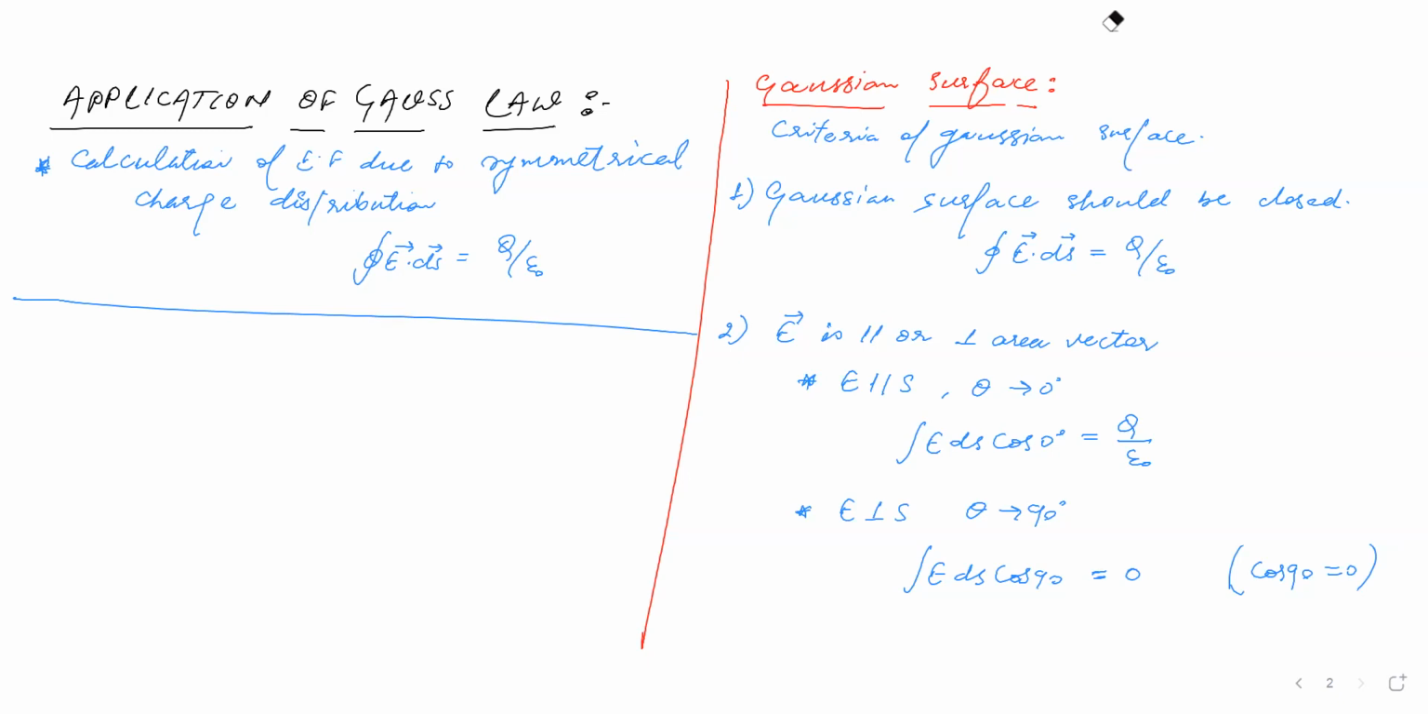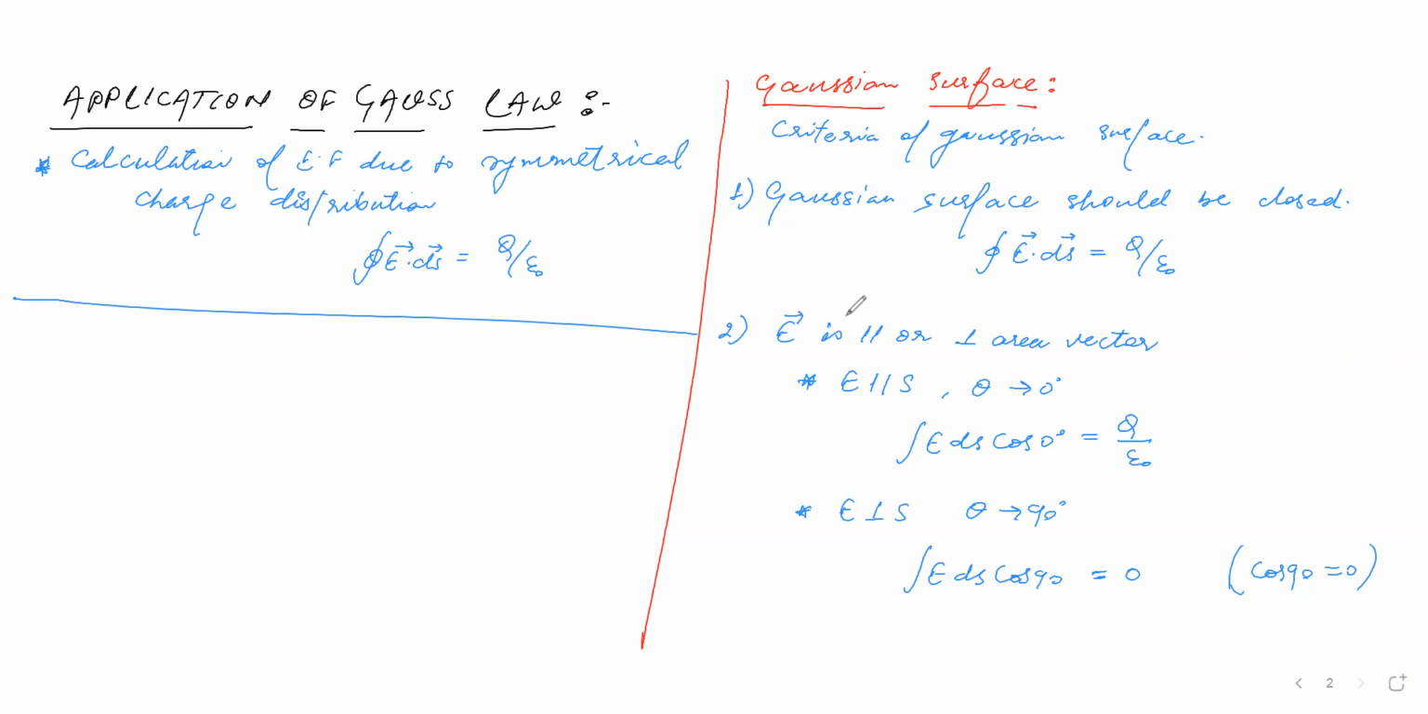It doesn't matter what the shape of the Gaussian surface is. It may be a defined shape or a non-defined shape. Such as, if you are taking this shape, then it is a defined shape. But if you are taking this shape, this is not a defined shape. But this shape may also be a Gaussian surface. Are you clear?